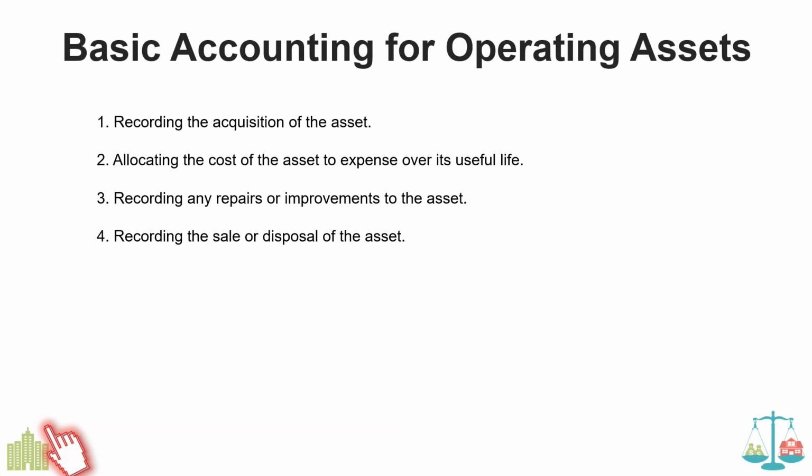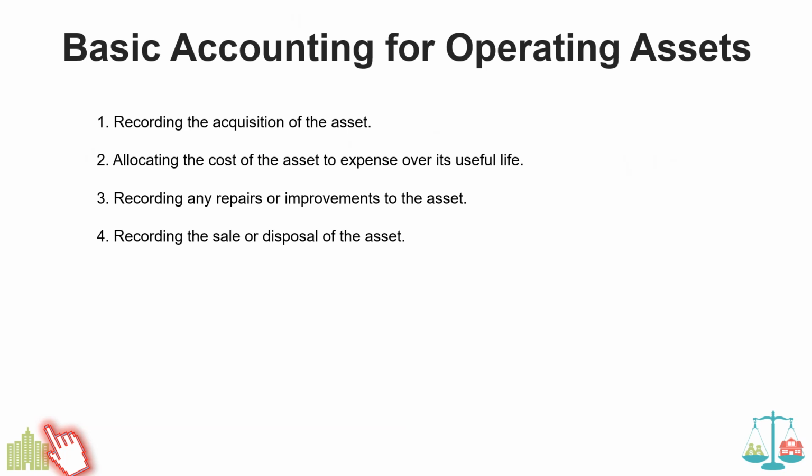This includes issues in, first, recording the acquisition of the asset, second, allocating the cost of the asset to expense over its useful life, number 3, recording any repairs or improvements to the asset, and finally 4, recording the sale or disposal of the asset.